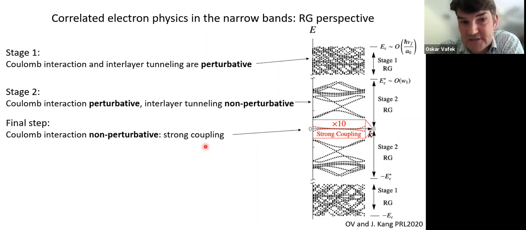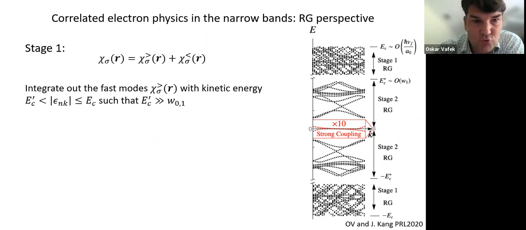And here we will just simply switch to strong coupling. So let's start with stage one. We do the usual thing. We split the fields into fast and slow. The fast fields will be all the fields which are in the energy window between the UV cutoff EC and some smaller cutoff EC prime. And the only thing we're going to demand at this point is that EC prime is larger than the energy scale where the interlayer tunneling becomes non-perturbative.